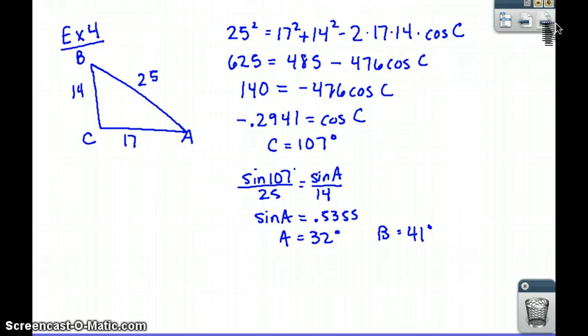I could have solved for angle A first using law of cosines, or angle B first using law of cosines. What I would have wanted to do, however, is avoid using law of sines to solve for angle C. Because remember, law of sines cannot give us an obtuse angle when we're solving for an angle. So hopefully you did a good job on those.